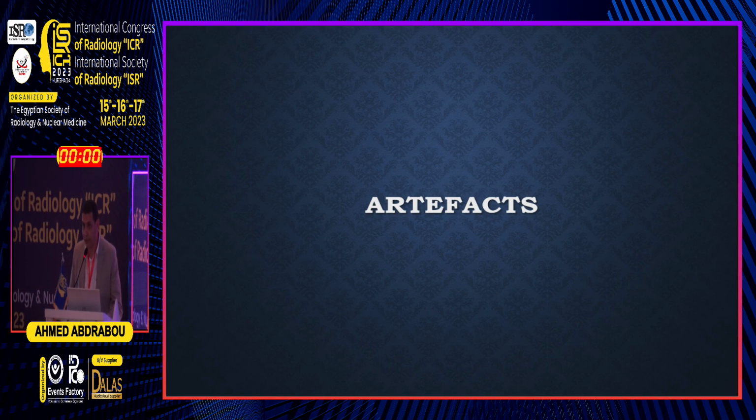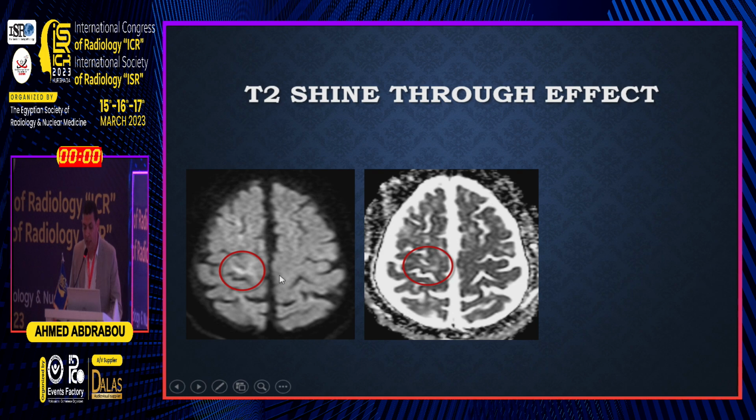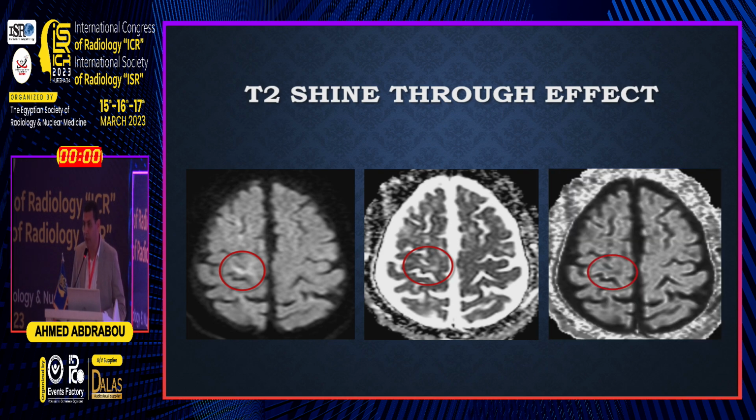An artifact for this is what is called the T2 shine-through effect, where you see a high signal in diffusion and also a high signal in ADC, so it is not a diffusion restriction, okay, because with diffusion restriction, a high signal in diffusion should be low in ADC. That's why you should look at another map. It's called exponential ADC, and exponential ADC is used to distinguish actual diffusion restriction from a T2 shine-through. As you can see here, high signal in diffusion, high signal in ADC, and low signal in exponential ADC.